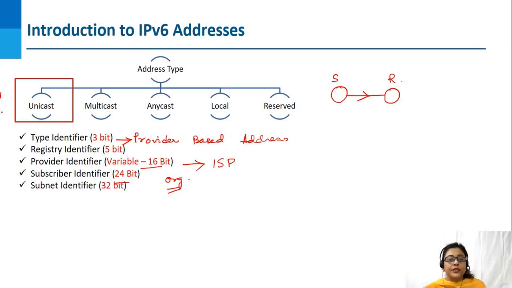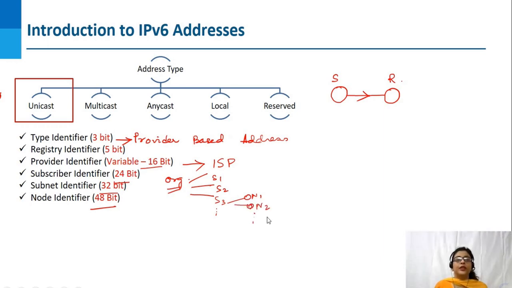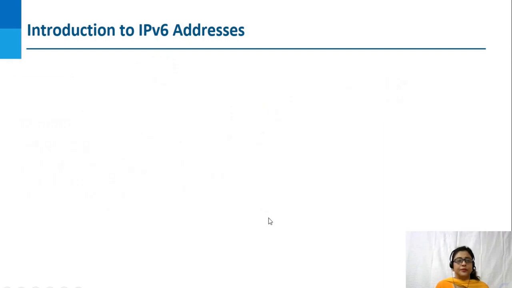After that we have the subnet identifier consisting of 32 bits. Each organization can have a large number of subnets, let's say S1, S2, S3 and so on. So it is defined by the subnet identifier. Next we have the 48-bit node identifier, which defines the node in the particular subnet like N1, N2 and so on. So this is unicast addressing.